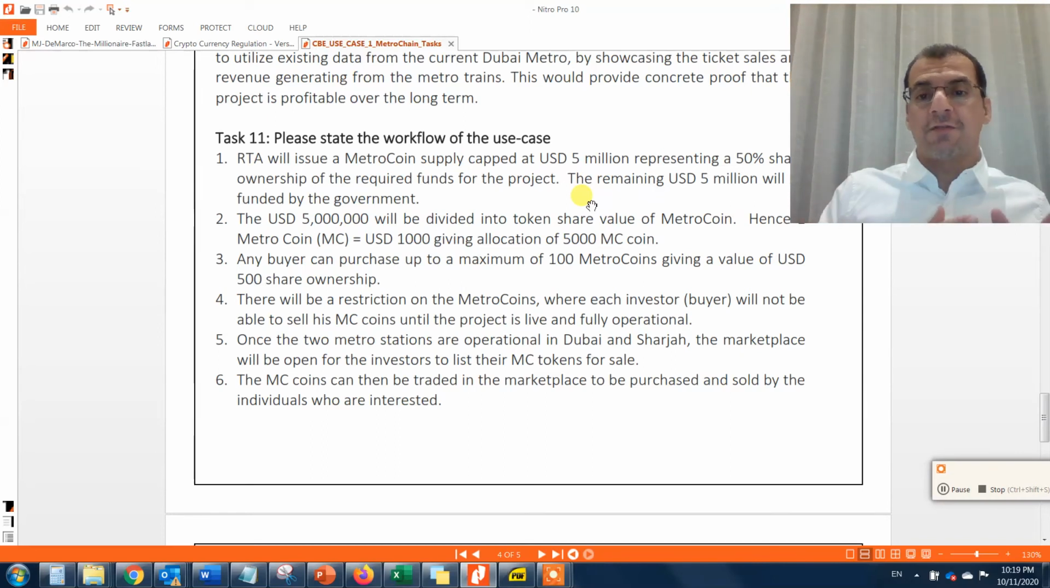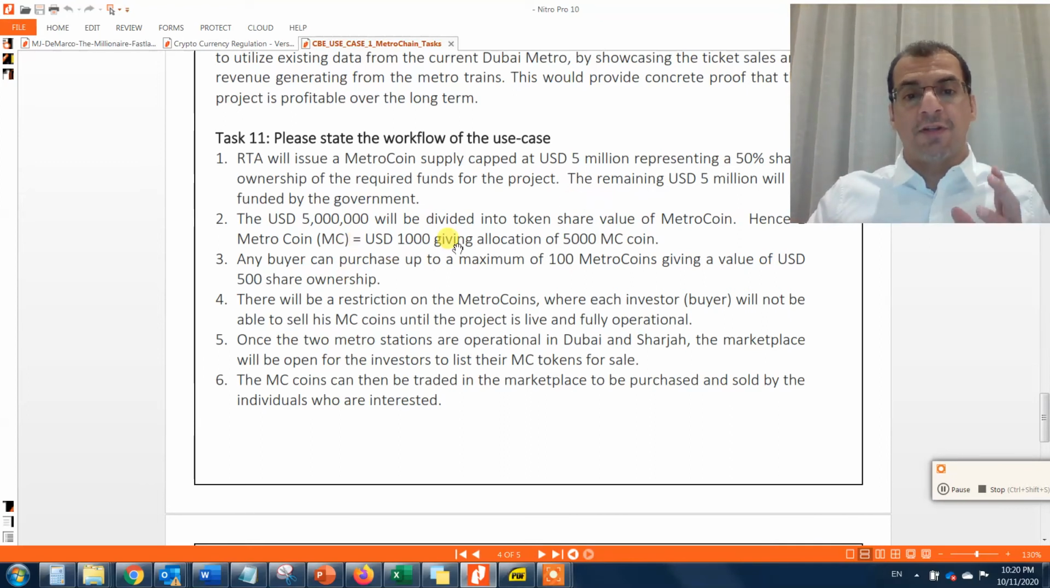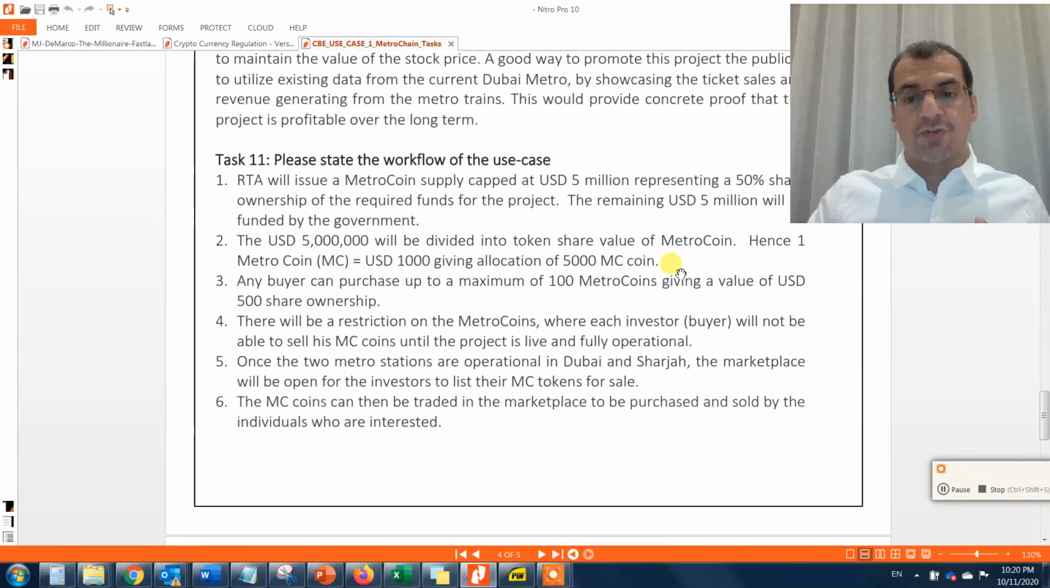The remaining 50%, the $5 million of the project, will be funded by external funding, either by the government or by different individuals who will be able to put that investment up front, right? So we're saying the $5 million will be divided into token share value of MetroCoin. Hence, one MetroCoin unit, MC, is equal to 1,000 USD, giving allocation of 5,000 MetroCoins, right? So there's 5,000 MetroCoins. Each one is worth about $1,000, right?